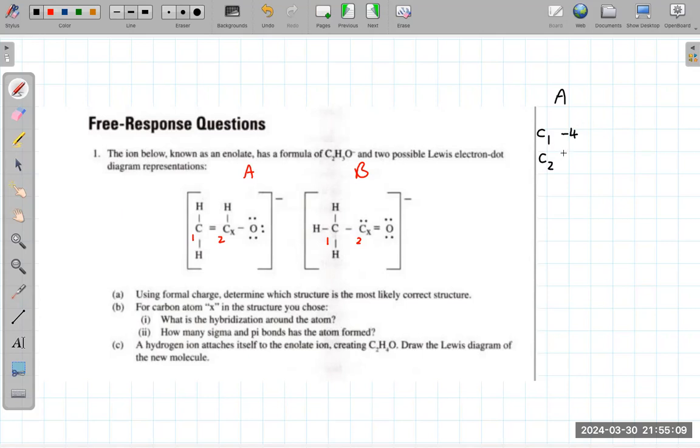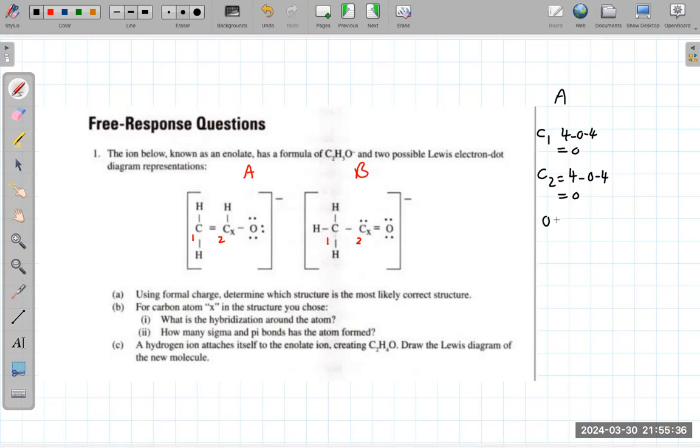I think C1 is supposed to be 0. You said 4 minus 0, right? Yeah, 4 minus 0 minus 4, so it is 0. And C2? 4 minus 0 minus 4, so it's still 0. And then oxygen?